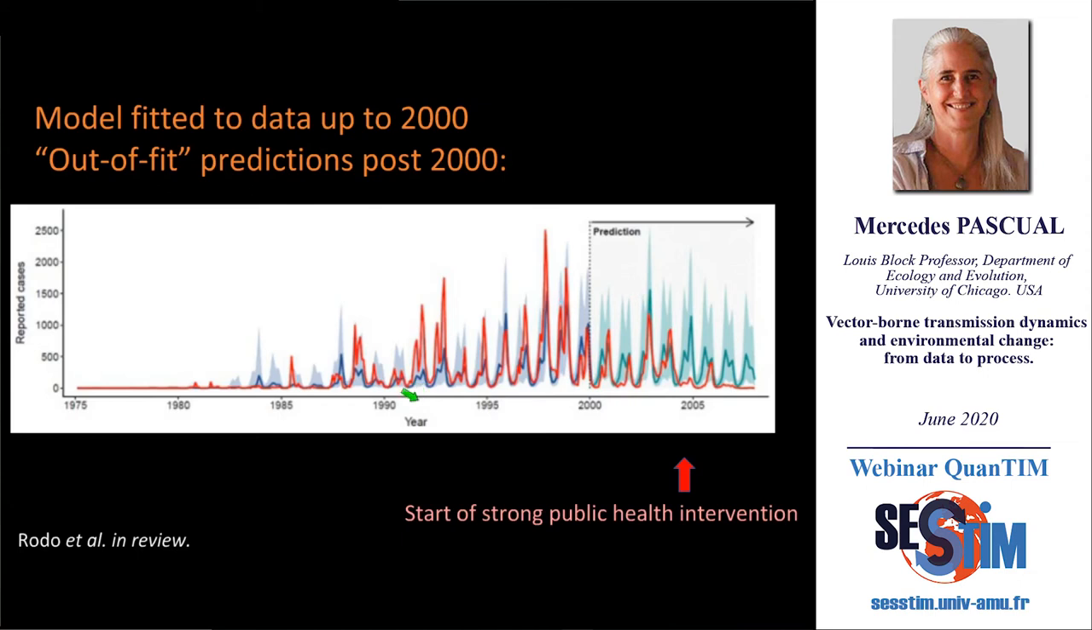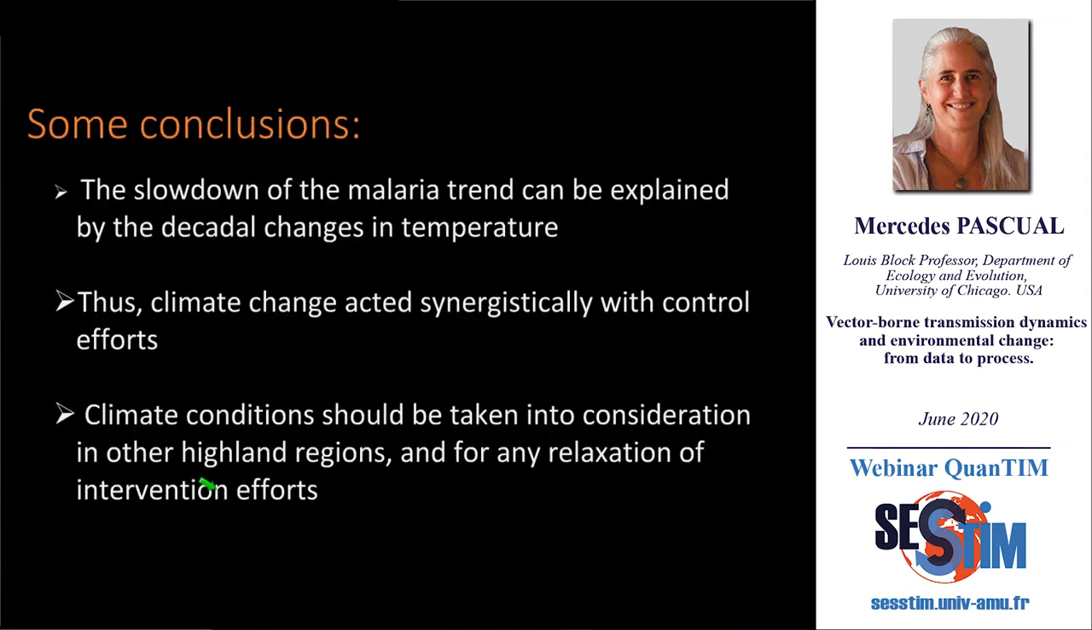So let me move on. I already told you this conclusion. Essentially, the slowdown of the malaria trend can be explained by the decadal changes in temperature. Thus, climate change acted synergistically with control efforts, and climate conditions should be taken into consideration in other highland regions and for any plans to relax intervention efforts.